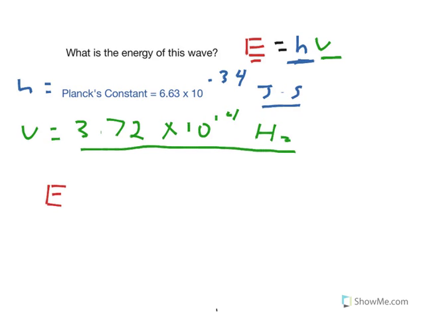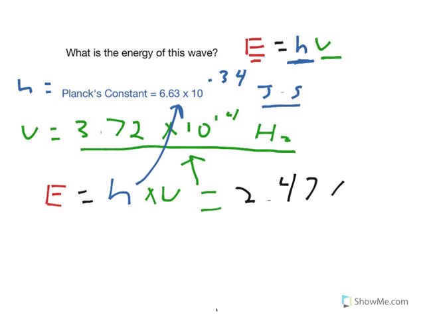Energy is going to be equal to Planck's constant, which is going to be that number over here, times our frequency, which is going to be this number right there. And that gives us an answer of 2.47 times 10 to the negative 19 joules, which is the unit for energy. And there you go. That's how you solve these questions.